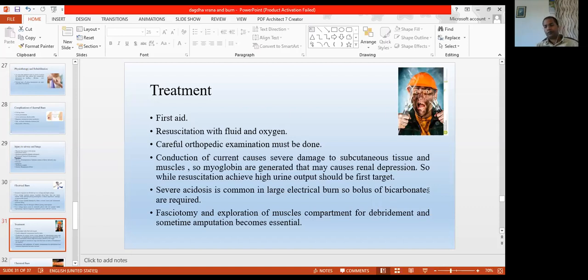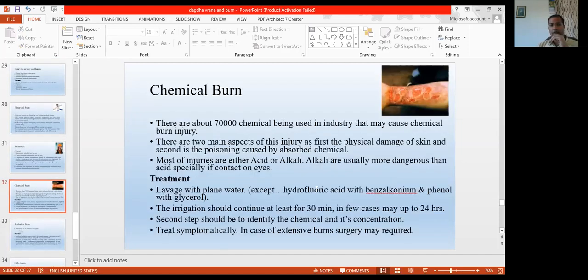Okay, so here is the burn injury by electricity, which means electric burn. Next is the chemical burn. Chemical burn, basically, there are two types of chemical which cause the burn, one acid and one alkali. Okay, so alkali burn is more common than acid burn. There are, say, 70,000 chemicals present which can cause burn injury in the industrial areas.